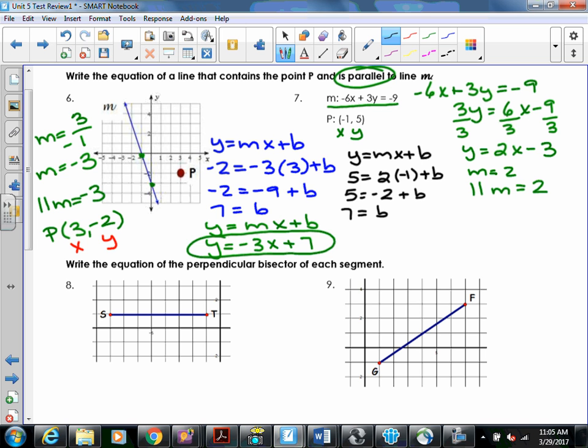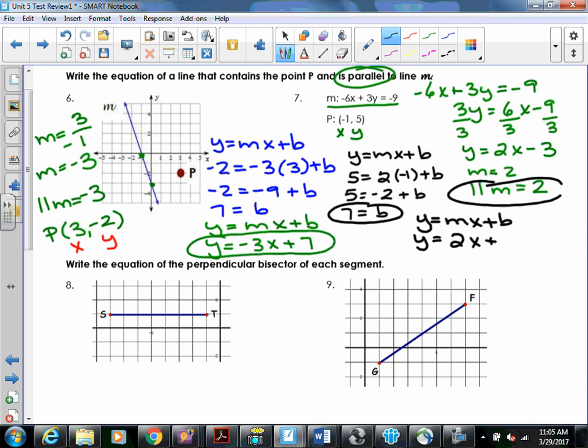So I'm at the last step. This time I'm plugging in one more time, with the new b I just found right here, and I'm going to use the slope that I found over here. So final step, y equals mx plus b. Y equals, what did you say the m is? 2. So 2x, and what is b? 7. So your equation, y equals 2x plus 7. Everybody clear?